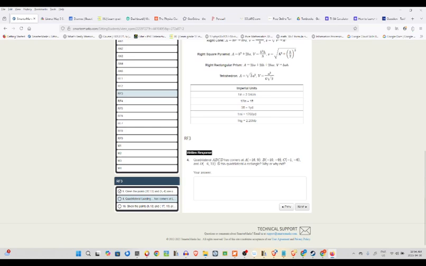Now our next quadrilateral ABCD has corners at A (-16, 9). Point B is (-10, -9). C is (-1, -6). And D is (-6, 12). Is this quadrilateral a rectangle? Why or why not?